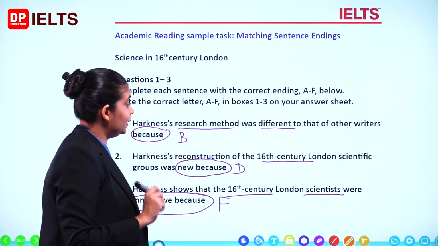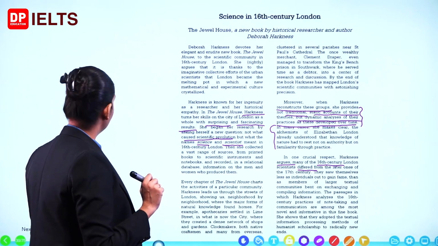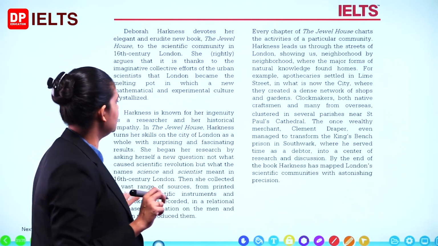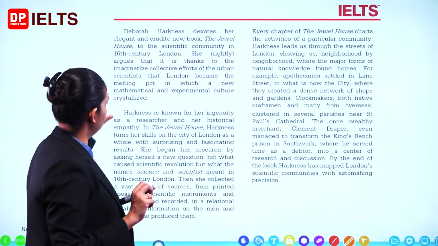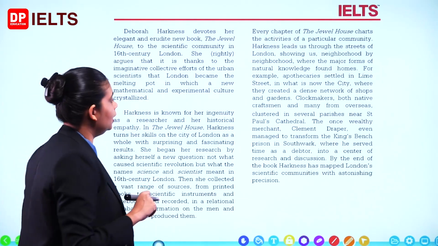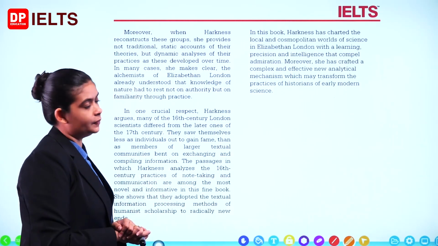Clear? So B, D, F. Now if you can't see it, this bit is enlarged. It's the same reading passage but made a bit larger for you to see and find the answers, in case you were struggling with the small one. Okay?